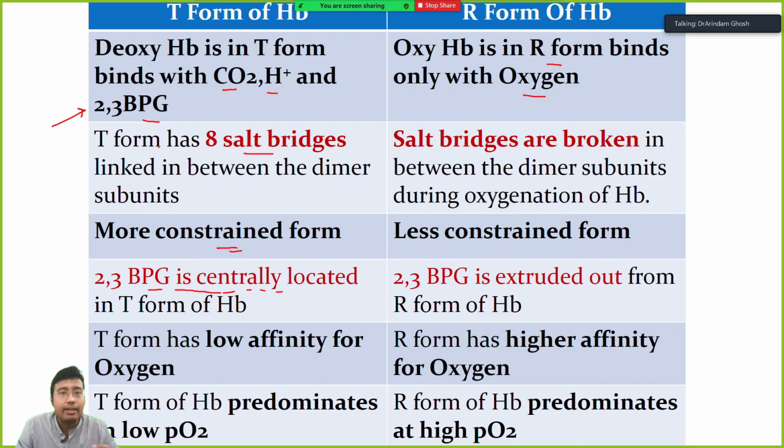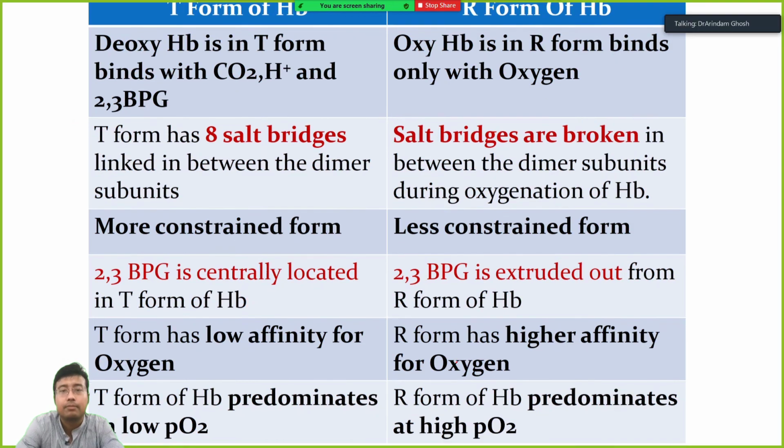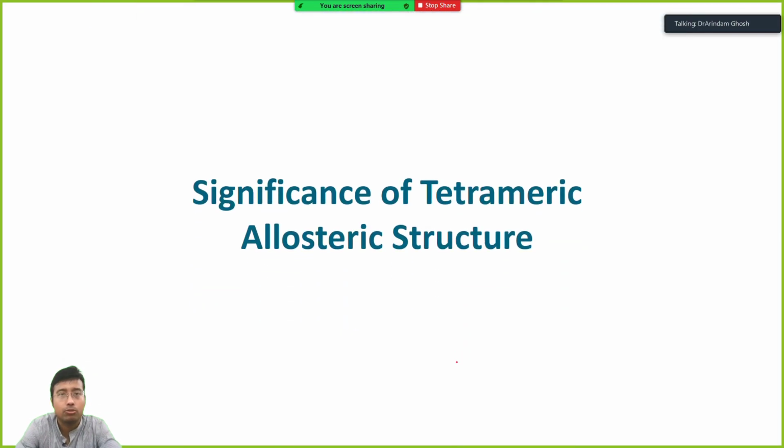Regarding affinity, T form has low affinity for oxygen because it needs to give out oxygen at the tissue level, whereas R form of hemoglobin needs to gain oxygen from the lungs, so it has higher affinity for oxygen. And lastly, what dictates this change is the level of PO2. T form dominates when there is low PO2, and R form dominates when there is very high PO2, right?